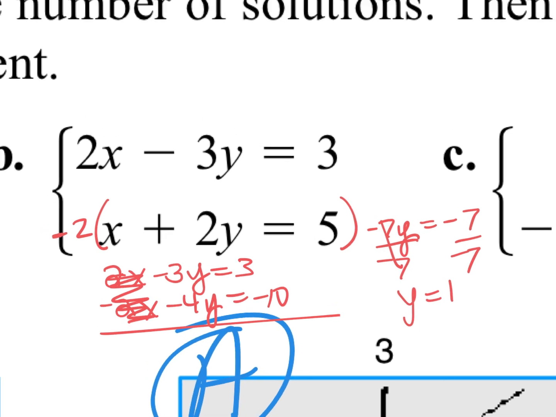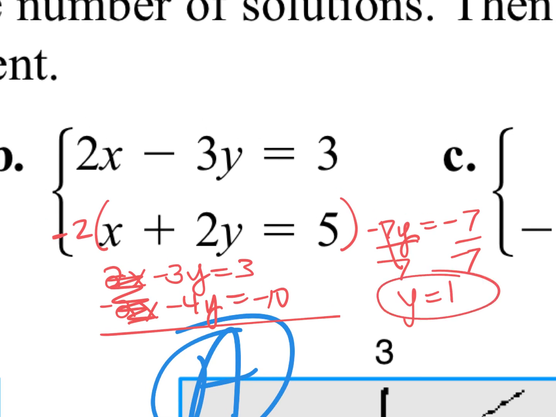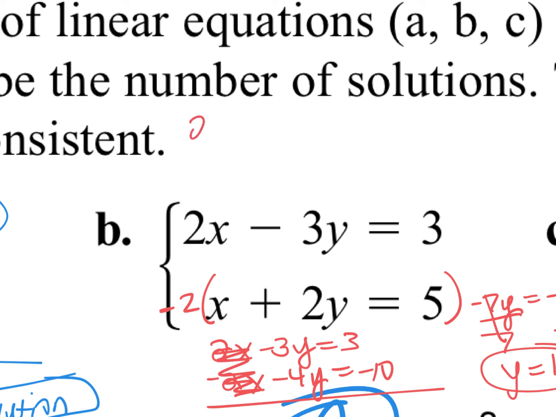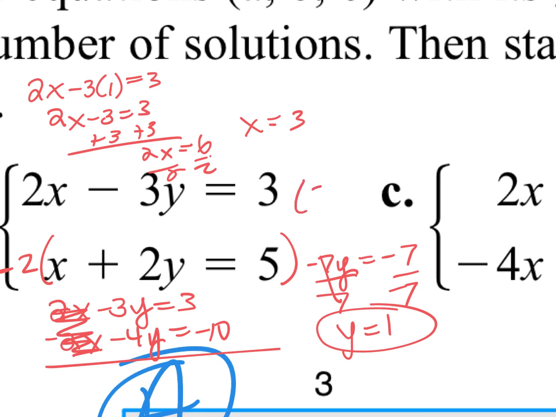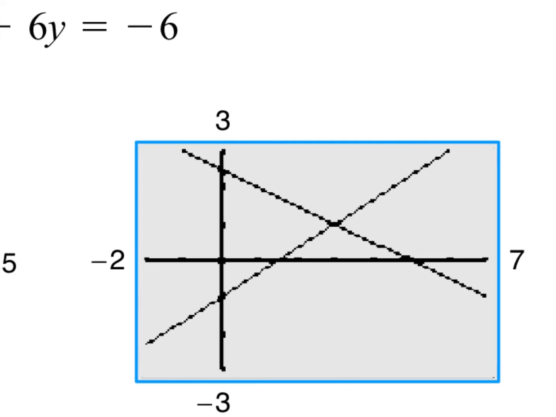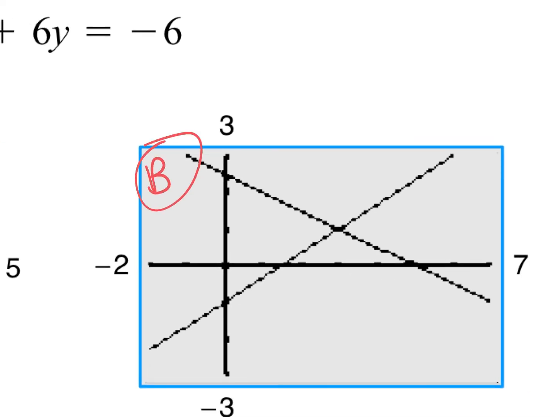Okay, so then I'm going to do my back substitution. Take y equals 1 and plug it into either equation. I'm just going to plug it into the top one. So 2x minus 3 times 1 equals 3. So 2x minus 3 equals 3. I'm going to add 3 to both sides. I get 2x equals 6, divide by 2, and I get x equals 3. So I have one solution point, and it happens to be at (3, 1). That means these two lines, when graphed, intersect at one specific point, and that would be right here. So this is letter B.